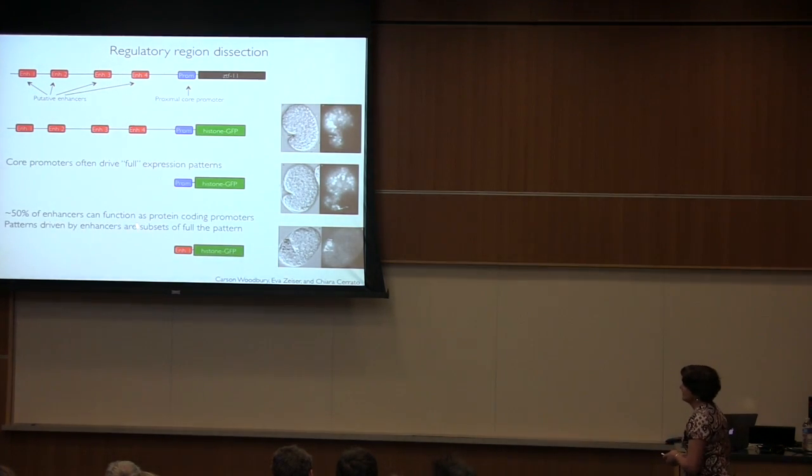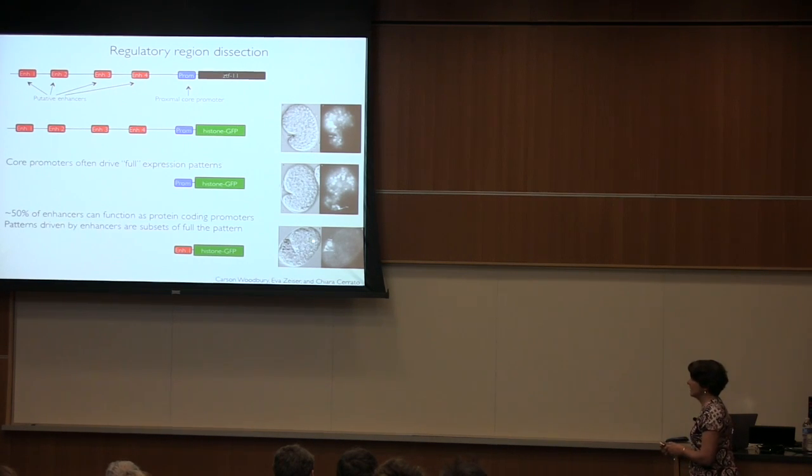The second thing we found is that about half of the enhancers that we test can function as protein-coding promoters if you just put them directly in front of histone GFP. And when they function, they're always driving a subset of the full pattern of the gene. So this is a very typical example. We can see that these cells at the tip of the tail here, in this embryo, are the same ones that are here. And they're generally weaker expression and a subset of the pattern.